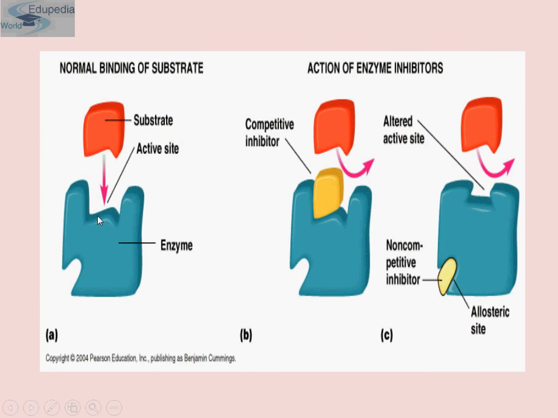This is the normal binding of the substrate, where the substrate binds with the active site of the enzyme and not with the allosteric site. This is the allosteric site and this is the active site. Okay, and these are the actions of the enzyme inhibitor, where the competitive inhibitor occupies the active site of an enzyme, and because of which the substrate won't be able to bind with the active site of the enzyme. And this is the altered active site, where the non-competitive inhibitor binds with the allosteric site, and due to which the substrate won't be able to combine with the enzyme.